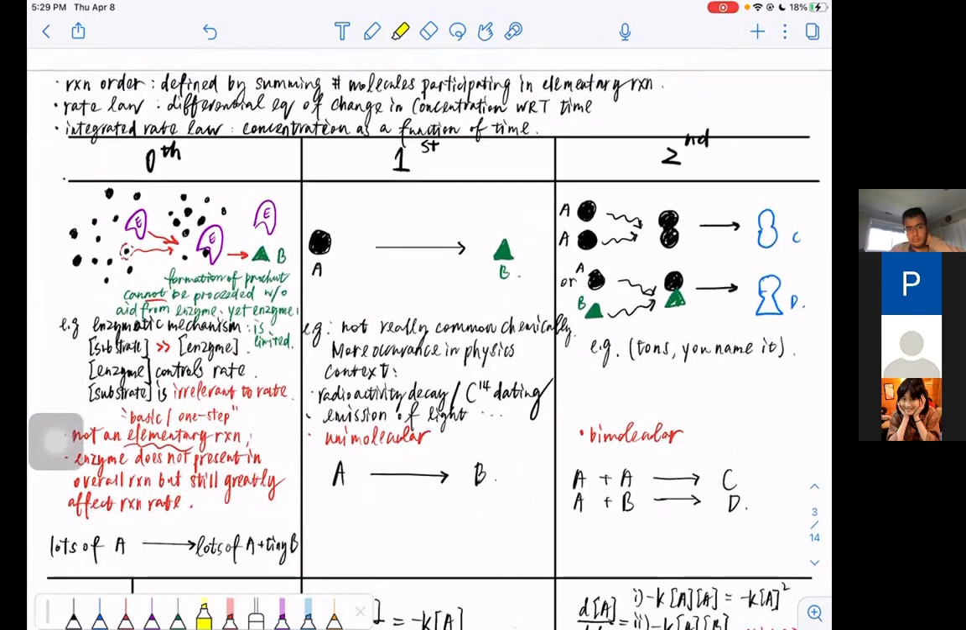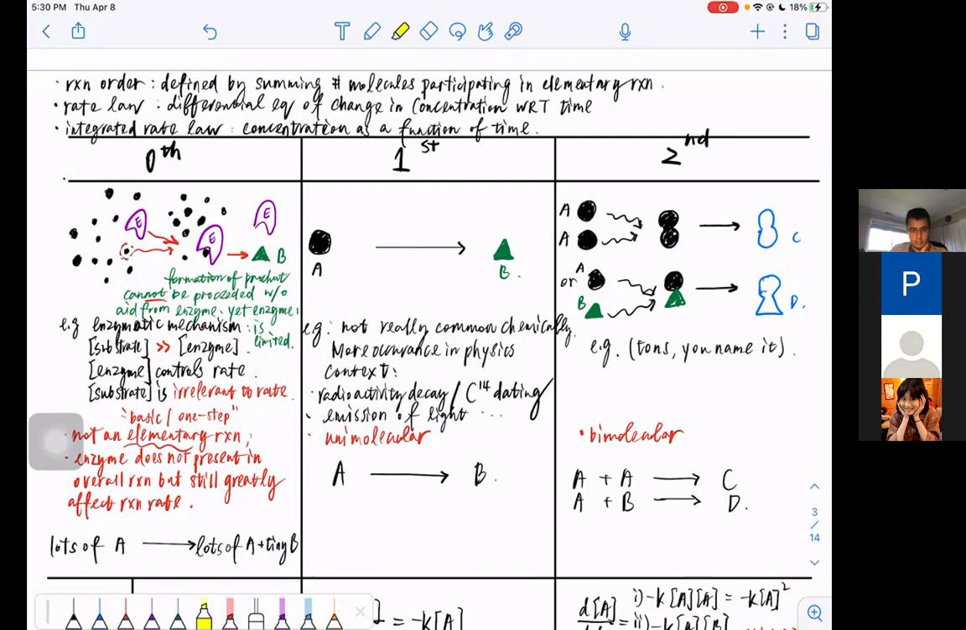I'll assume that you have some decent amount of knowledge of zero order and first order reactions. Some terminology I want to clarify a little bit: reaction order is just the sum of the number of molecules participating in an elementary reaction. Zero order is not an elementary reaction, so we don't consider that. For first order, it's only one molecule. Second order is a bimolecular reaction, which is very straightforward, I think.